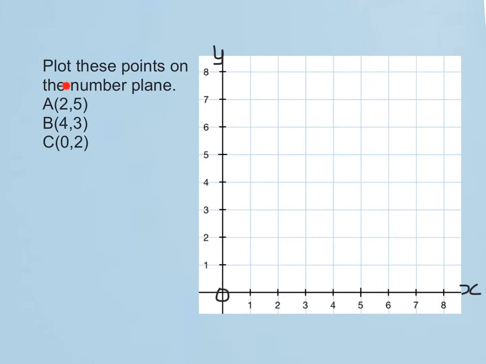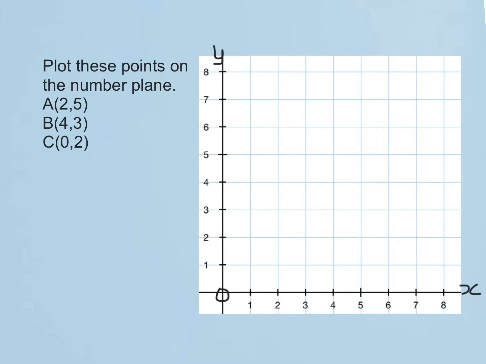Why don't you have a go at plotting these points on the number plane. We want point A to be (2, 5), so the 2 is on the x-axis first, and then up to 5 on the y. Point B is (4, 3), and C is (0, 2). Hopefully you've got some grid paper so you can draw this up, but if you don't, just draw up some lines so it looks very similar to this. Put the video on pause and give it a go at plotting those particular points.